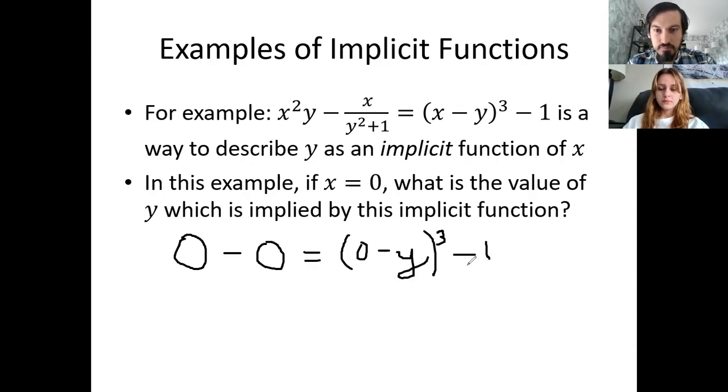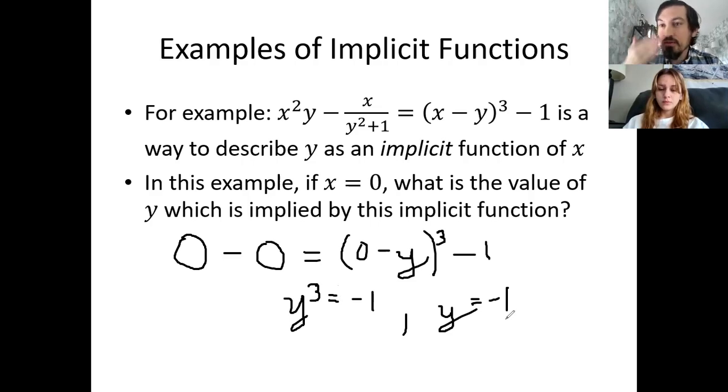What is the value of y which is implied by this as a function? I don't know. Why don't you get negative y cubed here, move it to the other side. Y cubed equals -1. I think the answer is y equals -1, right? So this actually satisfies the vertical line test, where if x equals 0, there's only one value of y which is implied by this function. That's y equals -1. But the point is, this is just like a function, even though it's not written as y equals f of x.